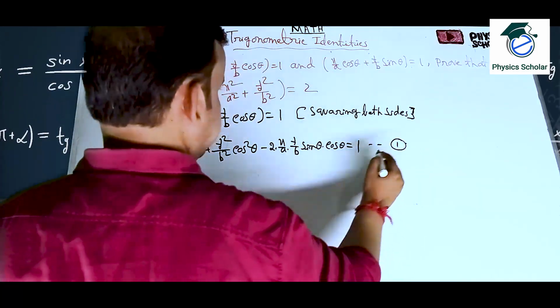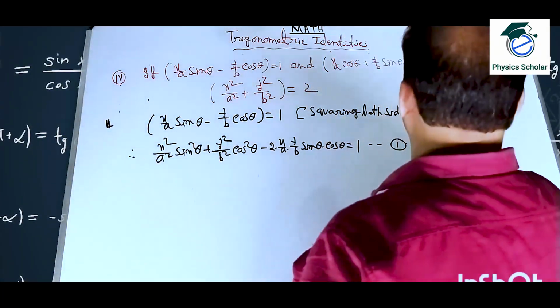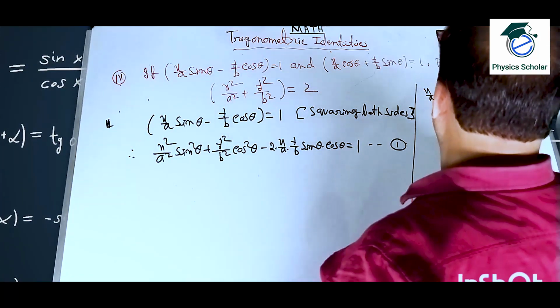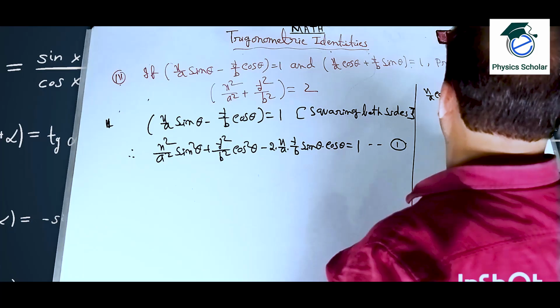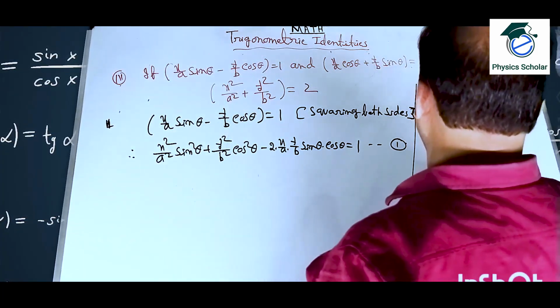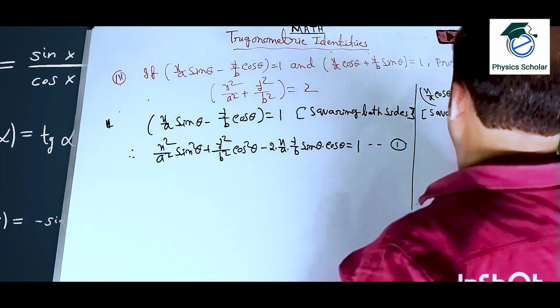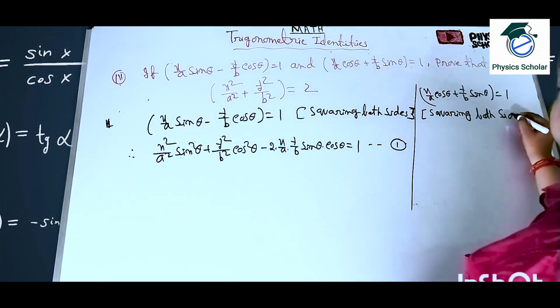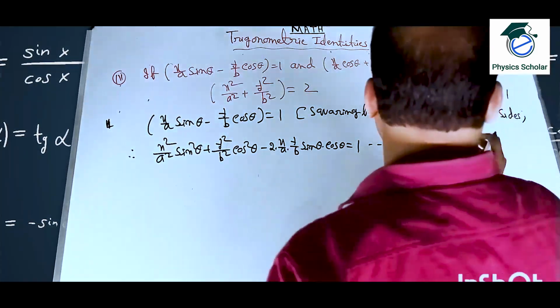Okay. Again, what is there? x by a cos theta plus y by b sin theta is equal to 1. So squaring both sides, squaring both sides again, whole square.